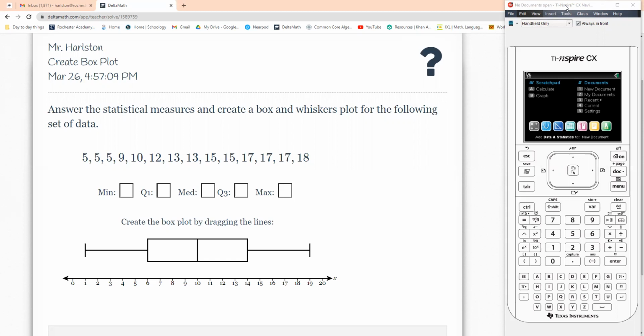So start from the left, go to the right, start from the left, go to the right, start from the left, go to the right. So the median of these numbers is going to be 17. So that's going to be quartile 3. And then the maximum is just the highest number.